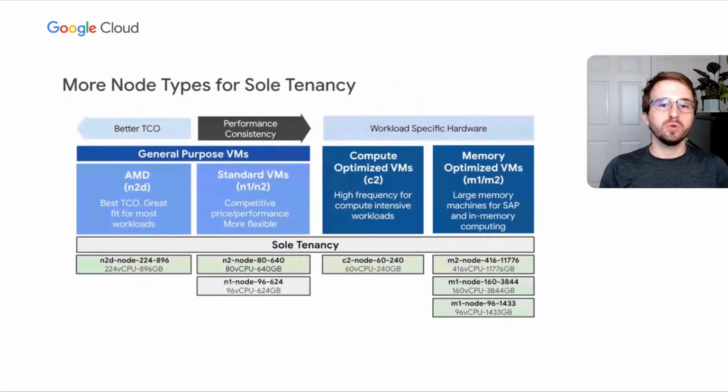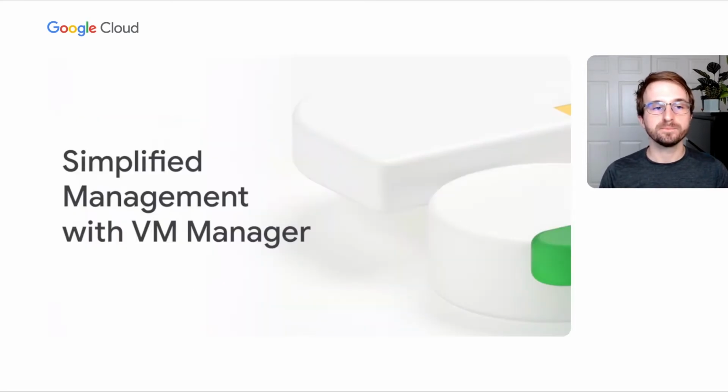Finally, you can do regular GCE optimization when running on sole tenancy. For example, Google Cloud has many different virtual machine types that are optimized for different types of workloads. If you want to run on a compute optimized virtual machine, you pick a C2 VM. You can also do this with sole tenancy. There are node types for each of the specialized workload types, C2, M1, and M2. You can also just use regular general purpose sole tenant node types as well.